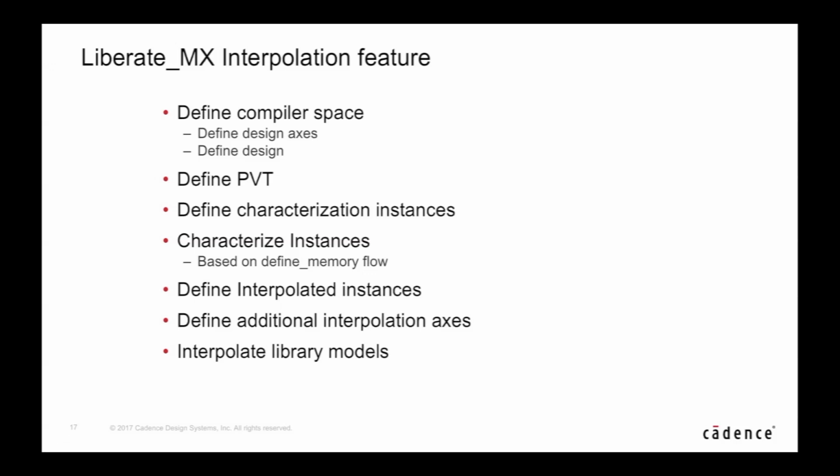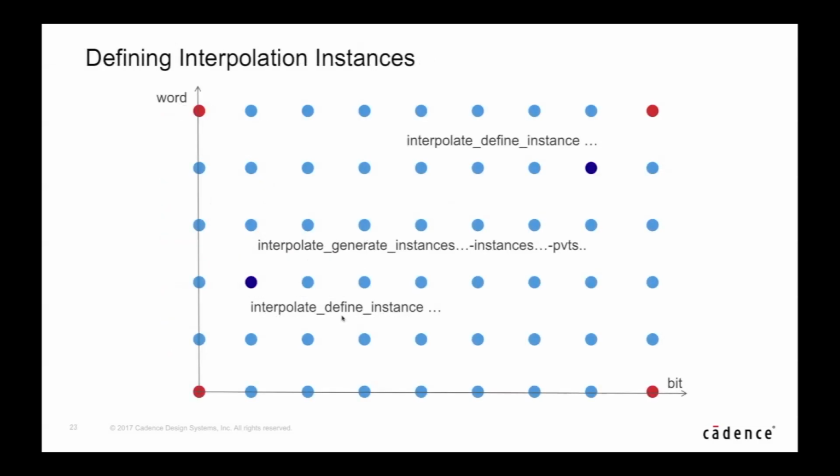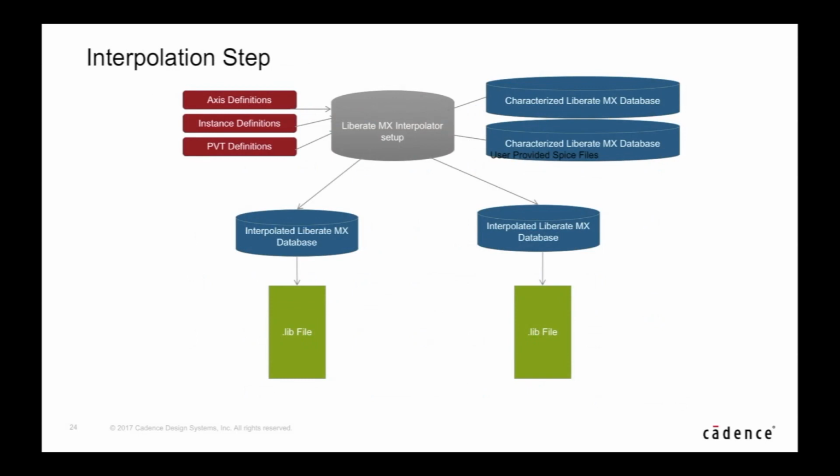Here is just an example of what a usual interpolation flow looks like, and the axes are usually defined as the number of bits and number of words that we have in the memory. The characterized points are usually the boundaries of the space, so the 4 red dots in the slide. There usually is something in between as well, and then those main points are characterized, everything else is interpolated. The interpolation step again uses interpolation on the characterized data to generate the new data, and there are some specifics about the interpolation that we can cover.